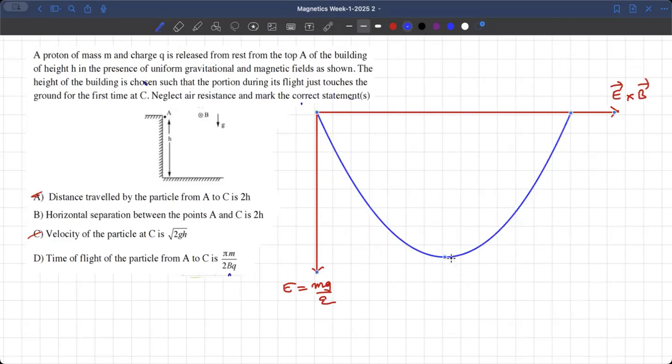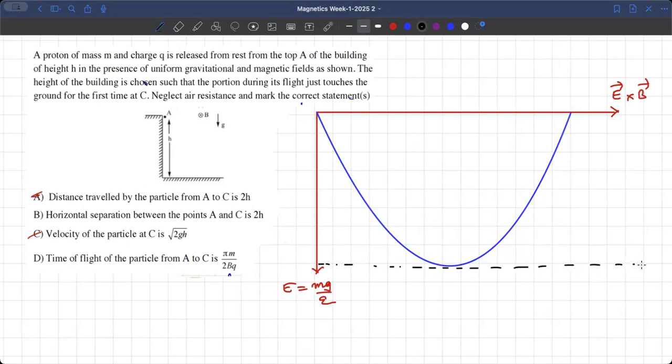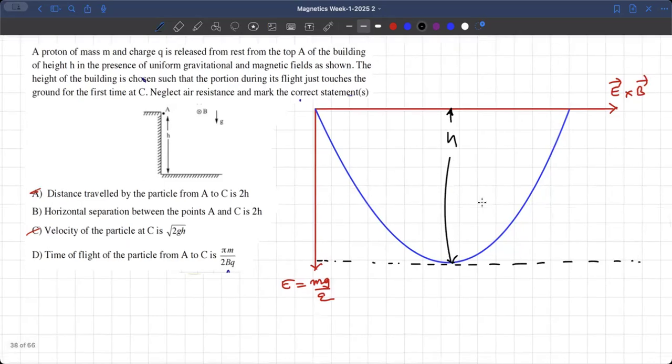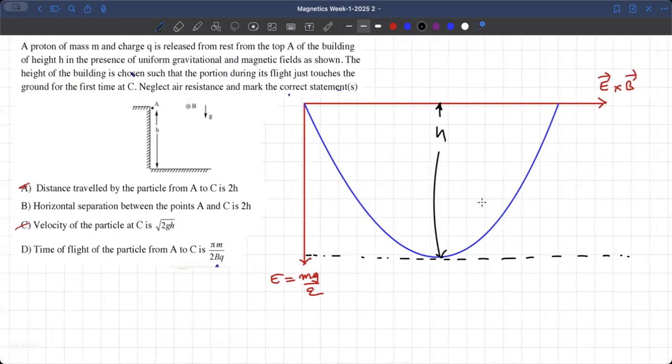This is how the path is expected to be a cycloid path. And remember, as usual, this is the floor and this is height h, right? Okay, no issues. Distance traveled by the particle from A, the ground for the first time at C. Hold on. Distance traveled by the particle from A to C. Okay, no issues. First, write the coordinates.